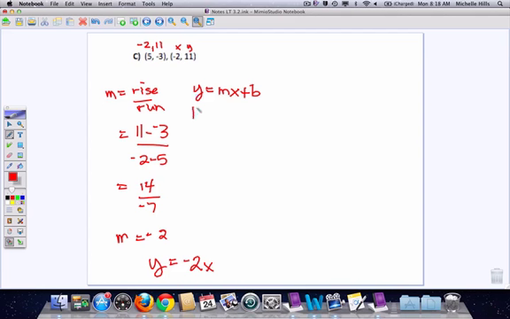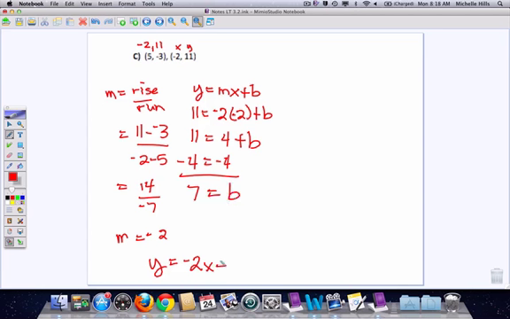So using 11 for my y, my slope is -2. When y is 11, x is -2. And I'm trying to find my y-intercept. So 11 equals +4 plus b. To eliminate this +4, I'm going to subtract 4 from both sides of the equation. So 7 equals b. Since it's a +7 again, I write a +7. If it was a -7, I would write -7.